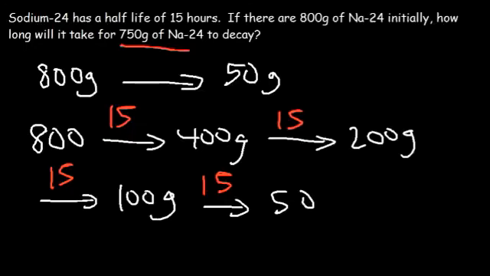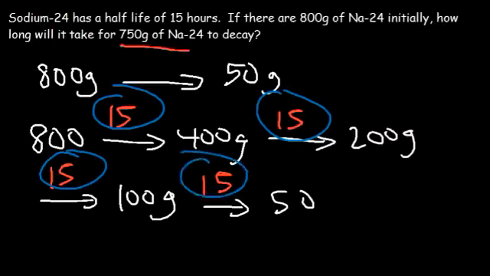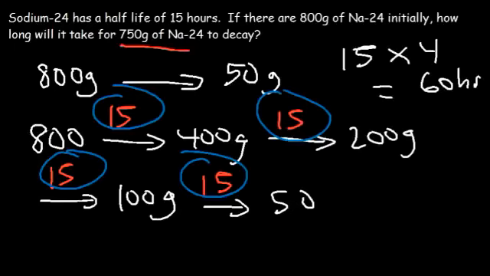So then count how many half-lives. This is 1, 2, 3, 4. It took 4 half-lives for the sample to decay from 800 to 50. So now we could just simply add 15 4 times. 15 plus 15 plus 15 plus 15 is the same as 15 times 4, and that's 60. So it's going to take 60 hours for 50 grams to remain out of the original 800 gram sample.